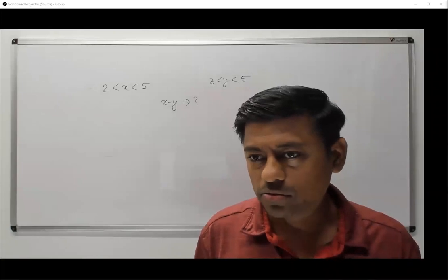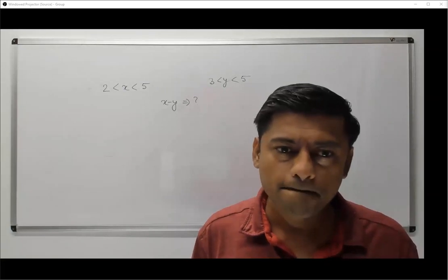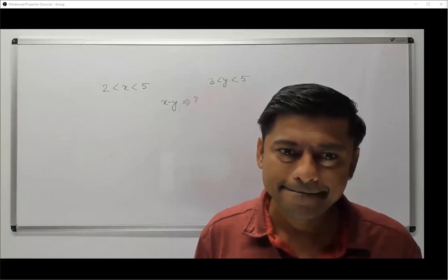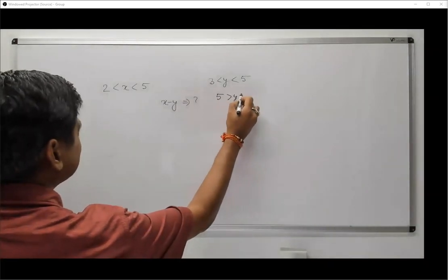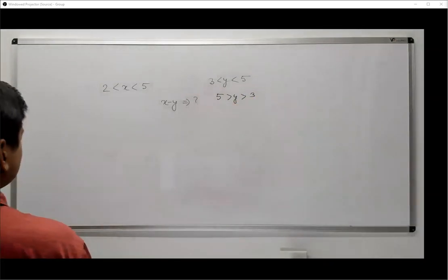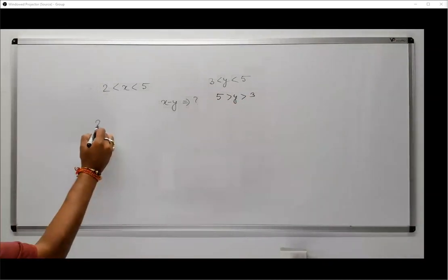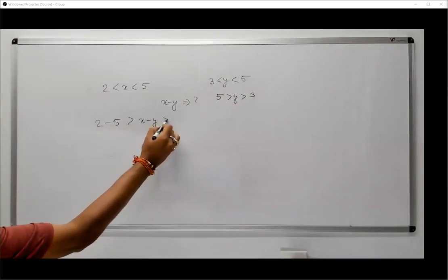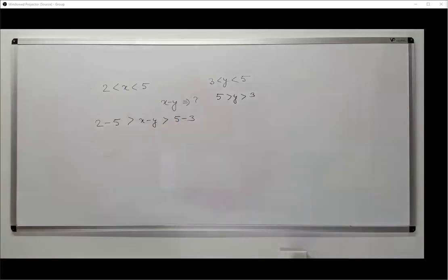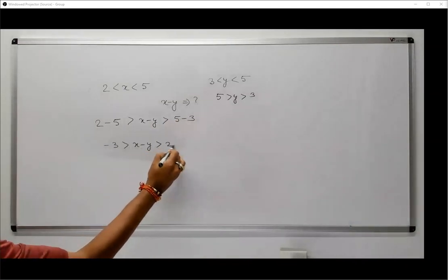Who else wants to go ahead? Whoever is very confident. Nidhi, yes, go ahead, please. So I would switch the 3 is less than y is less than 5 to make it 5 is greater than y, which is greater than 3. And then I would do that rule: 2 minus 5 is greater than x minus y, which is greater than 5 minus 3. And then you would simplify it to negative 3 is greater than x minus y, which is greater than 2.